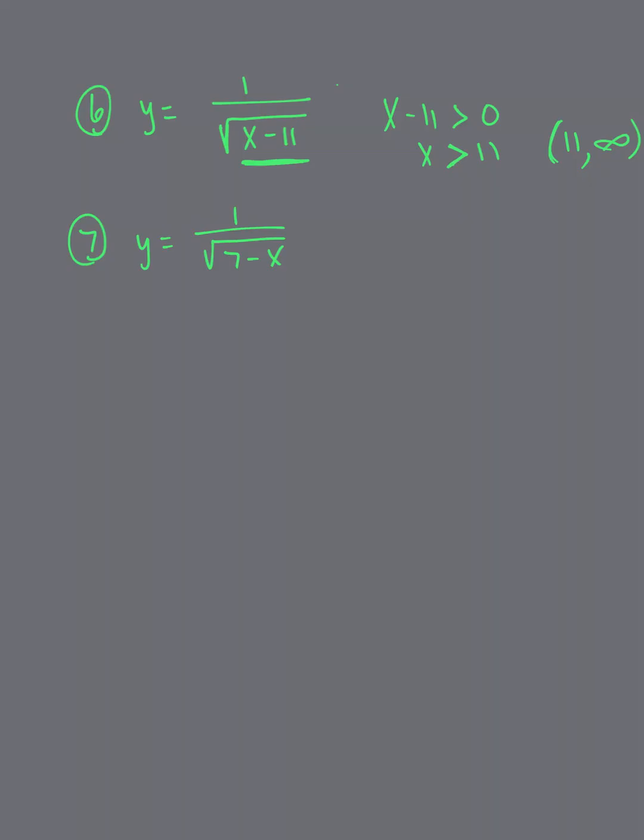If you feel comfortable, go ahead and pause the video and do this next example on your own, and then check your work. So we have y equals 1 over the square root of 7 minus x. That means that 7 minus x has to be greater than 0 since it's under a square root. So we'll subtract 7 on both sides, and then since we're dividing by -1, we flip the inequality. So x is less than 7. To write that in interval notation, since it's less than, it would be headed towards negative infinity, and it would go only up until 7, and 7 is not included, so we put a parentheses.